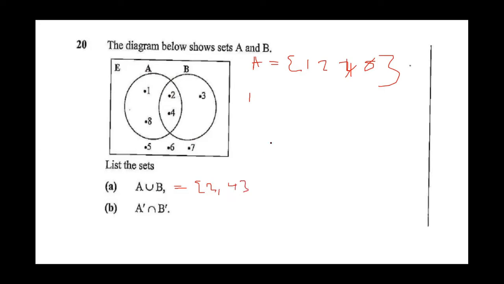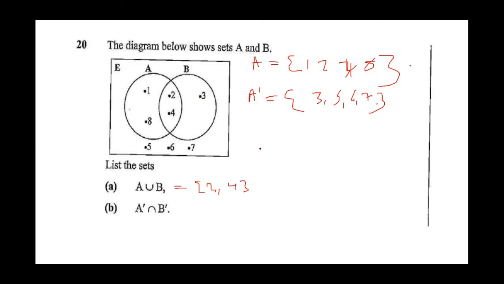Straightforward, right? Now let's list A complement. So A complement simply means those that are not found in A. So A complement, we are excluding this. So we're going to have 3, 5, 6, and 7. A complement means those that are not found in A. When you check here, this is A. So those not in A is 3, and B is outside here.